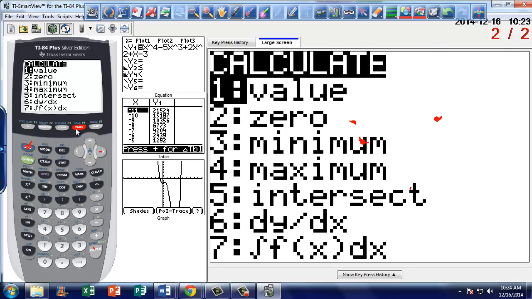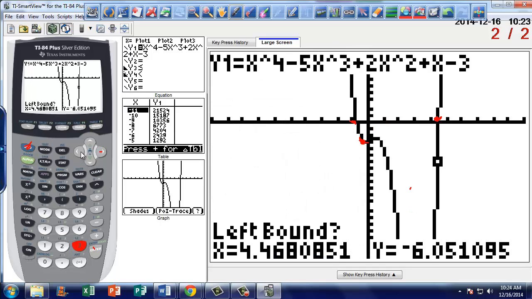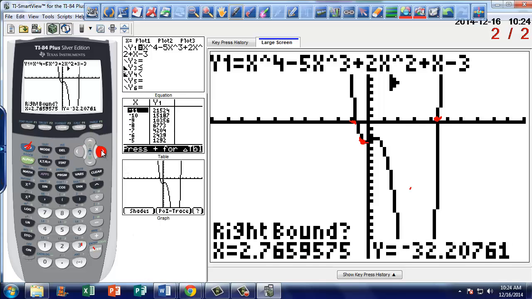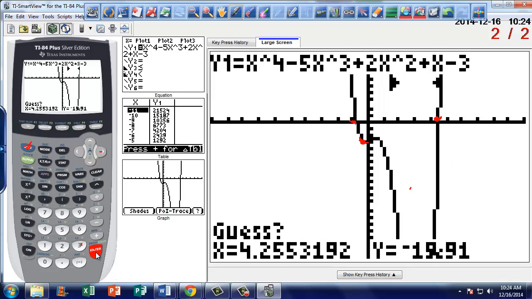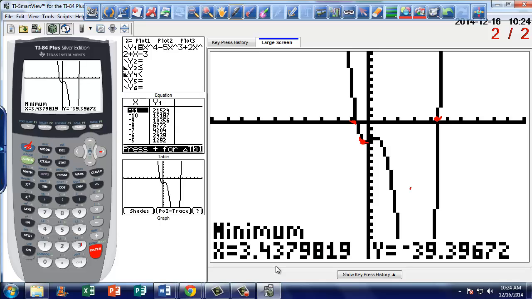Second trace, go down to 3. Let's do this again. Let's go to the left of that point. There we go. Hit enter. That's to the left. Go to the right of it. There we go. Let's go a little bit down. Hit enter again. There we go. 3.4 and negative 39.4. I don't know why that happened there.